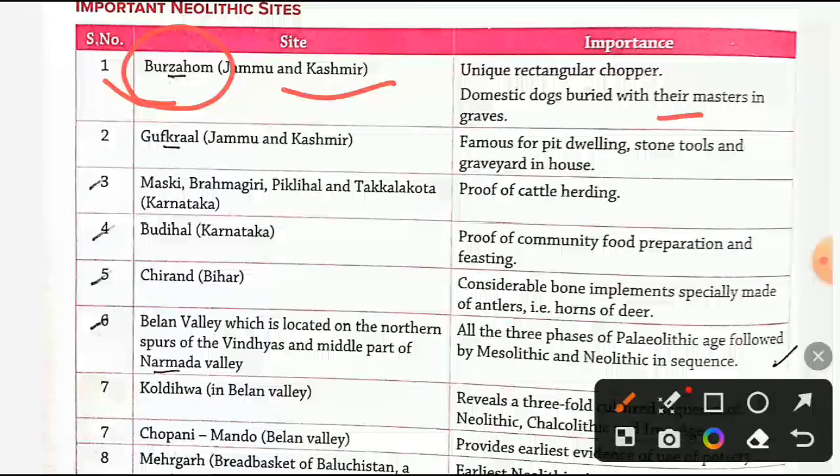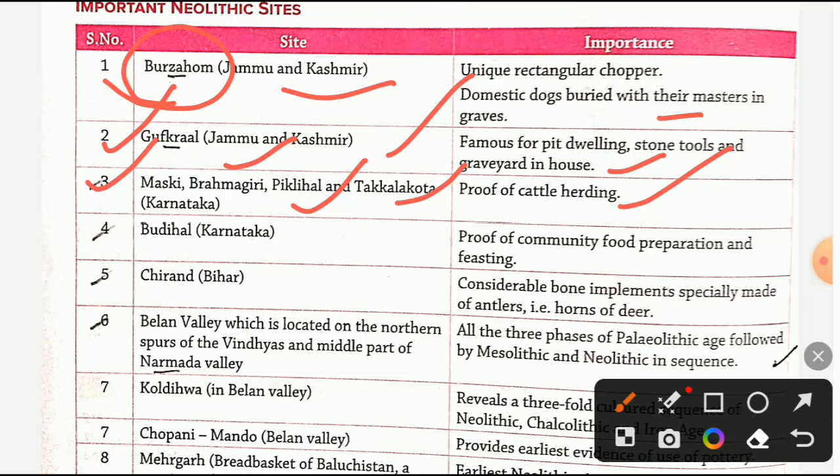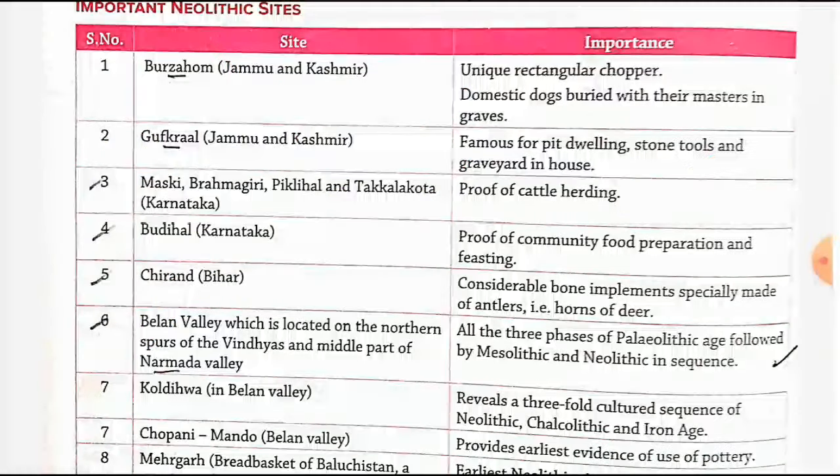Domesticated dogs were buried with their masters. Gufkral, Jammu and Kashmir, is also important. Graveyard in house. Maski, important. Brahmagiri, Piklihal, and Takalkota, proof of cattle herding. Bodihal, that is Karnataka, proof of community food preparation. Chirand, Bihar, considered bone implements. Belan Valley, which is located in the northern parts of the Vindhyas and the middle part of the Narmada.